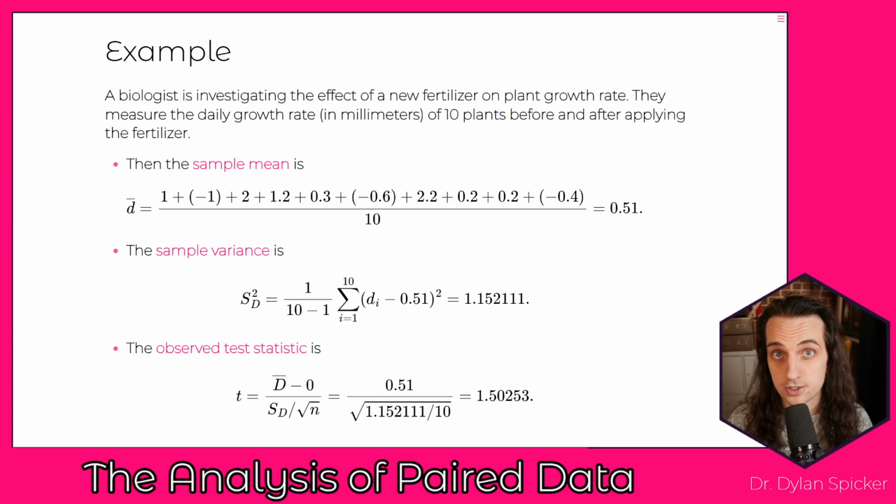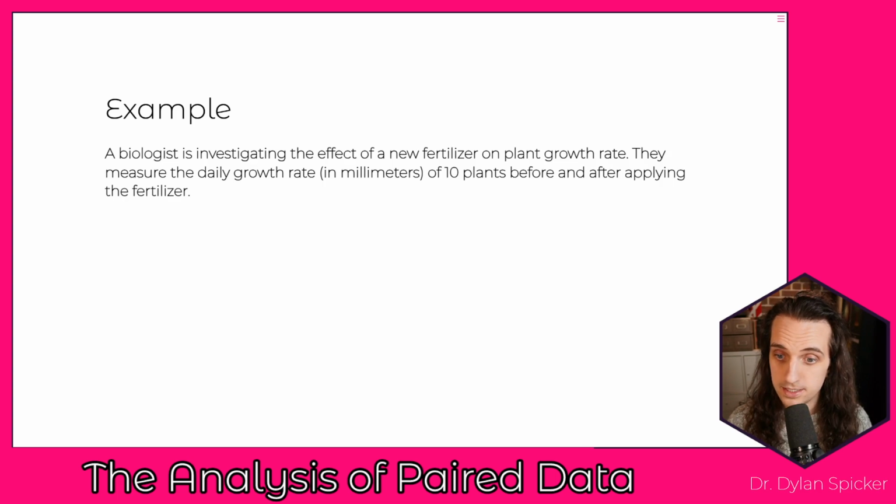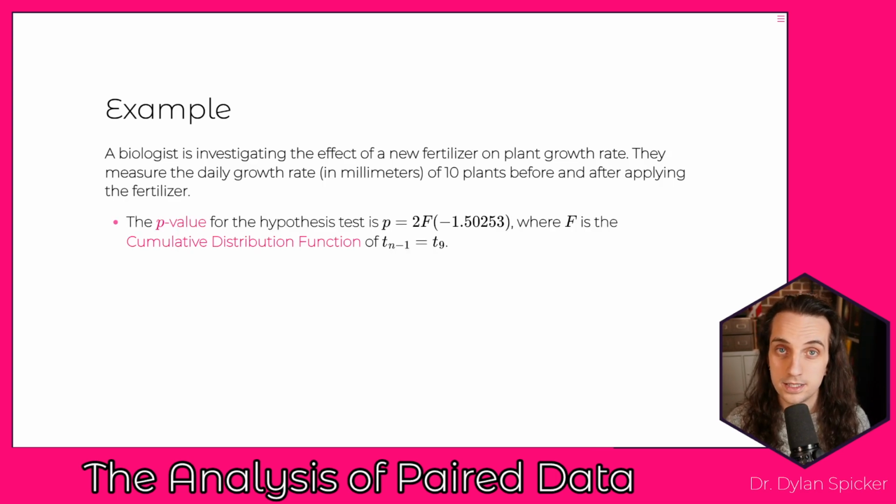And now we can try to turn to our p-value here. Because this is a two-sided hypothesis test, the p-value is going to be 2 times our F at that computed test statistic, where F is going to be our CDF of the T_{n-1} distribution. Because n is 10, in this case, that's going to be the T9 distribution. So we take 2 times the negative version of that test statistic.